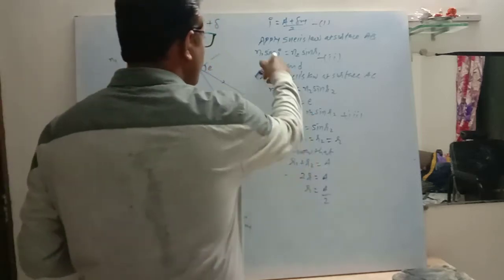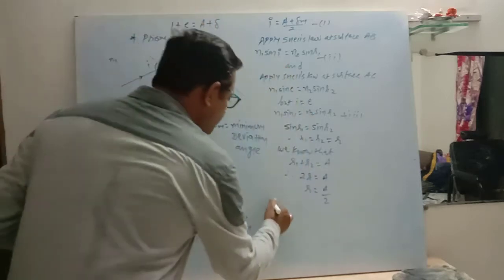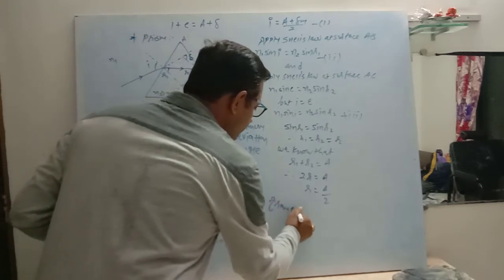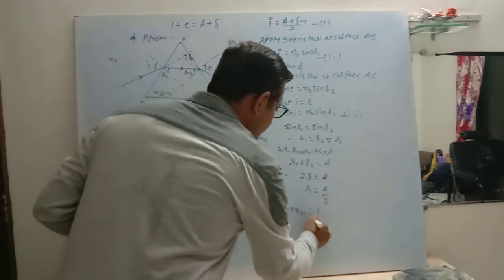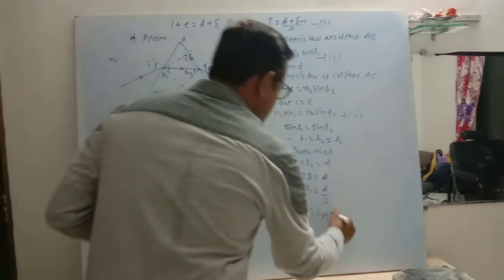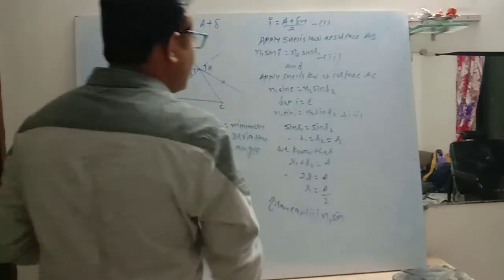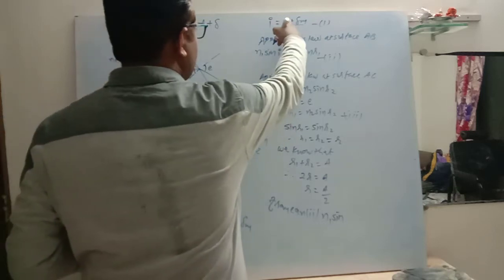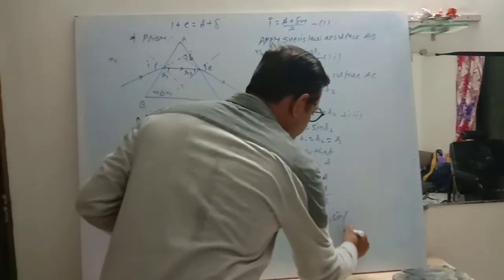Then from equation number 2, what we can say is eta 1 sin I is equal to eta 2 sin (A plus delta M by 2).